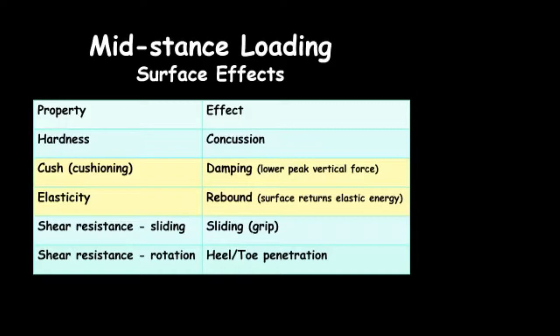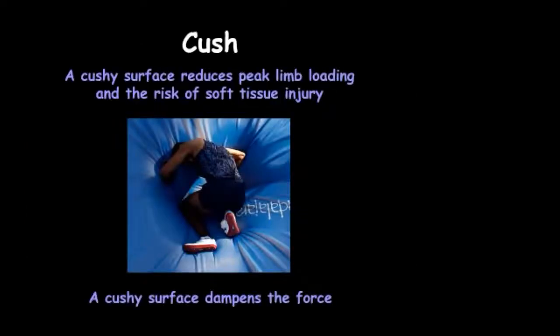We tend not to work with very elastic surfaces in horses. Some of our surfaces have a little bit of elasticity, which is very nice, but mostly here we're talking about the cushioning. So cushioning is very well shown by this mat. This is a high jumper, and they land on very soft mats to reduce the risk of injury. And so a cushy surface is dampening the force on landing.